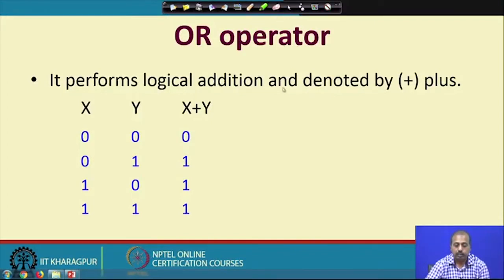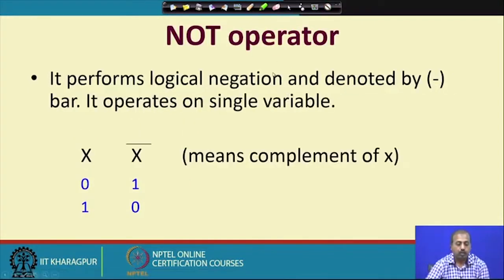Now, so this is the OR operator. For the NOT operator, it is a unary operator, so it takes only one operand and does the operation on that. This is denoted by a bar over the symbol. If x is the variable, its complement is denoted as x bar, and if x is 0, then x bar is 1, if x is 1, x bar is 0. So, this is just the complement of x.